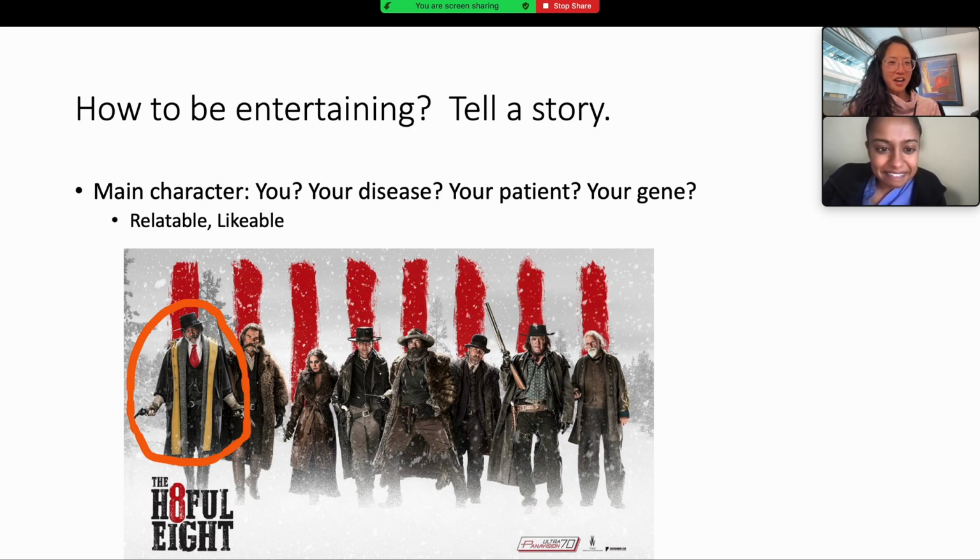You probably know who that actor is. I don't know any movies or actors. I don't watch movies, probably for this very reason. But anyway, you need a main character. And it could be you as a person, it could be your disease, your patient, your gene, your protein, but there needs to be someone for the audience to root for.